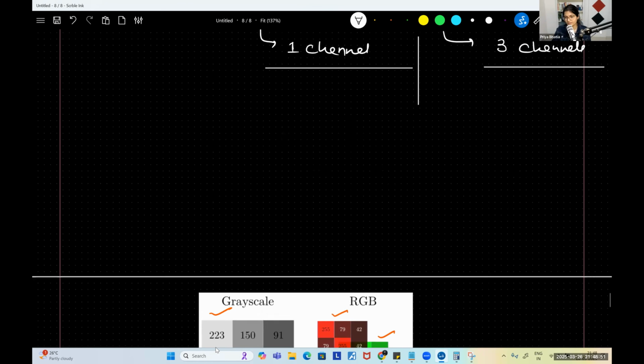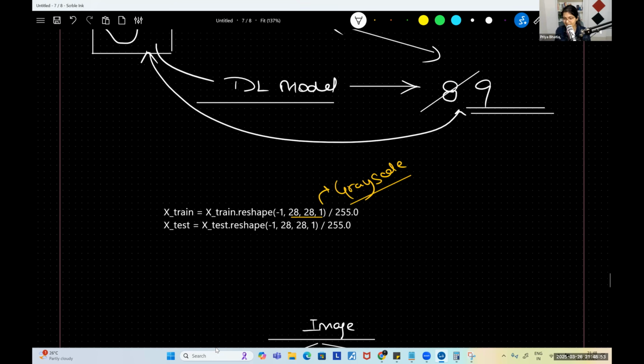Now, is this clear? What is the meaning of 28, 28, 1? 28, 28 is the size of the image. 1 indicates one channel, means grayscale image. Can I get the confirmation? Is this clear or not? Any doubt over here? What I have not explained, I'll explain. Are these last three numbers clear or not?